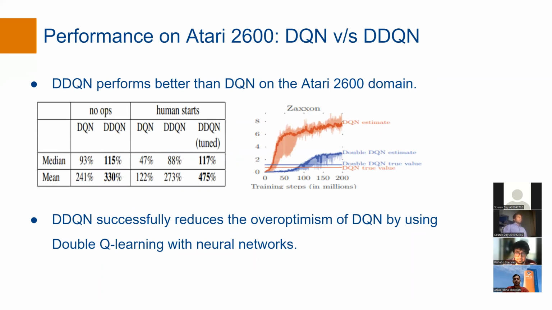As you can see, the table shows the summarized normalized performance on 49 Atari games. DDQN performs better with a huge margin. The plot shows the difference in the true value and overestimated action values by both DQN and DDQN on one of the Atari games. It can be clearly seen that DDQN overestimates the action values less than DQN.